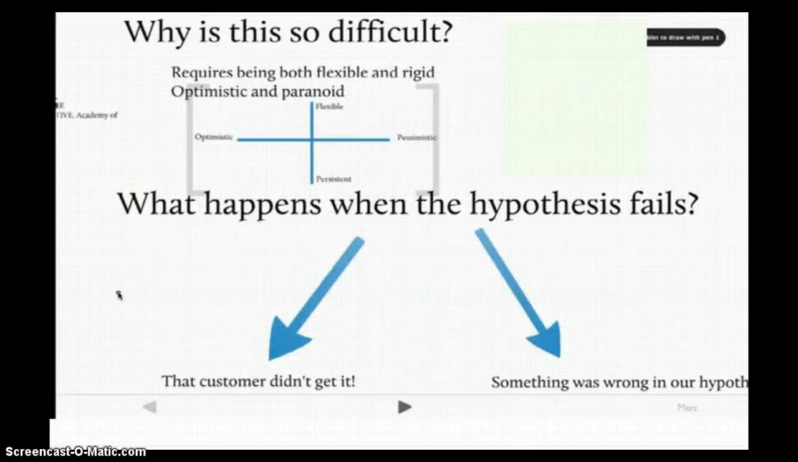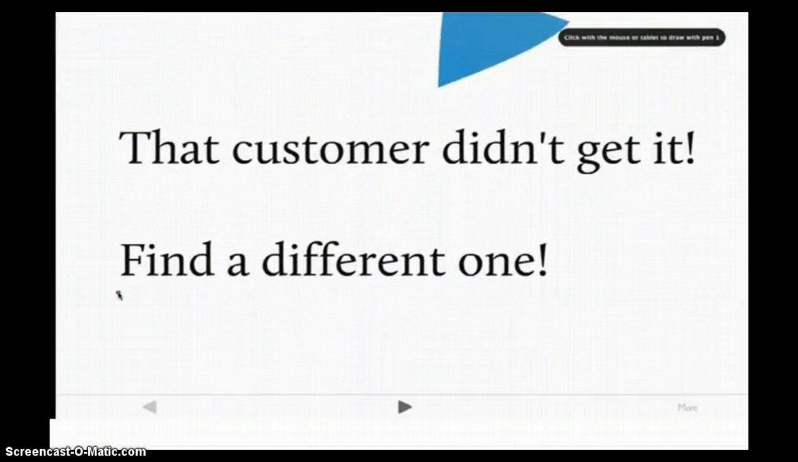The experiment fails when the hypothesis is shown to be untrue or at least partially true. One common reaction is for the entrepreneur to say, that customer didn't get it. Let's find a different one. They just don't understand what we're doing. That's not our target market. And so you can continue on like this.